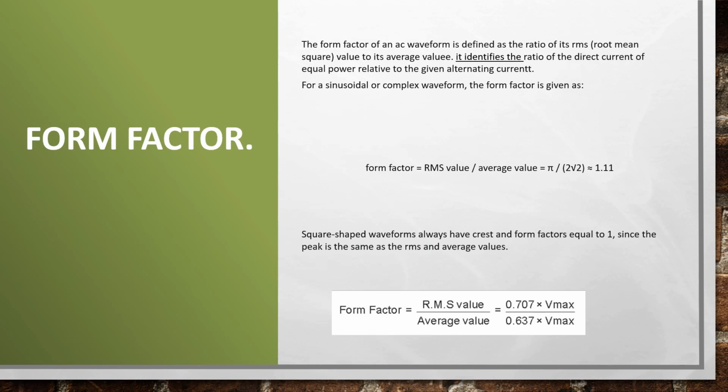The form factor of an AC waveform is defined as the ratio of its RMS, root mean square, value to its average value. It identifies the ratio of the direct current of equal power relative to the given alternating current. For a sinusoidal waveform, the form factor is given as form factor equals RMS value divided by average value equals pi divided by 2 root 2, which is almost equal to 1.11. Square-shaped waveforms always have crest and form factors equal to 1, since the peak is the same as the RMS and average values.